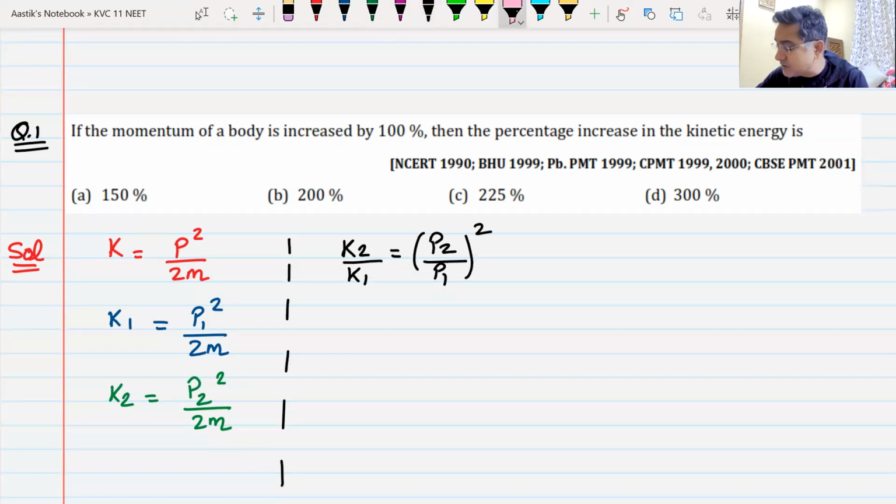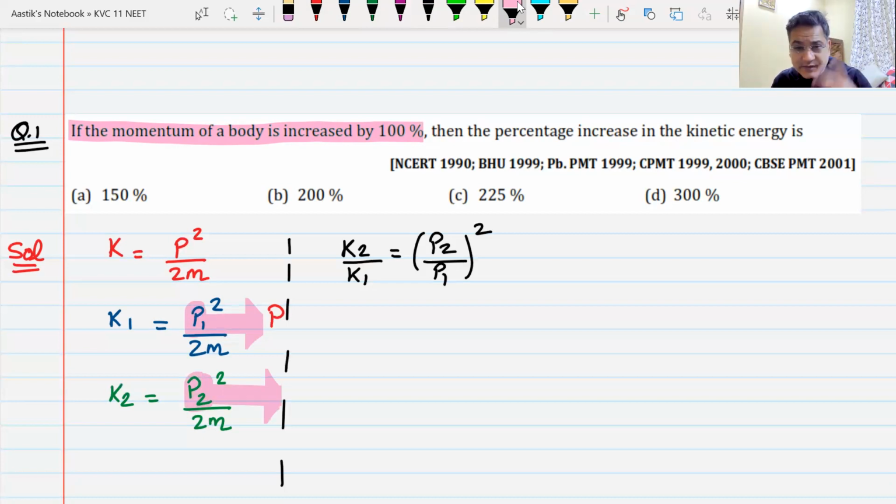Then I look at what is given in the question. The momentum of the body has increased by 100%. That means if I call the initial momentum P1 as P, can anyone tell me what would be my final momentum? Momentum has increased by 100%. Initial momentum is P. What would be the final momentum? Something increases by 100%. Initially it is P. What will be the final value?